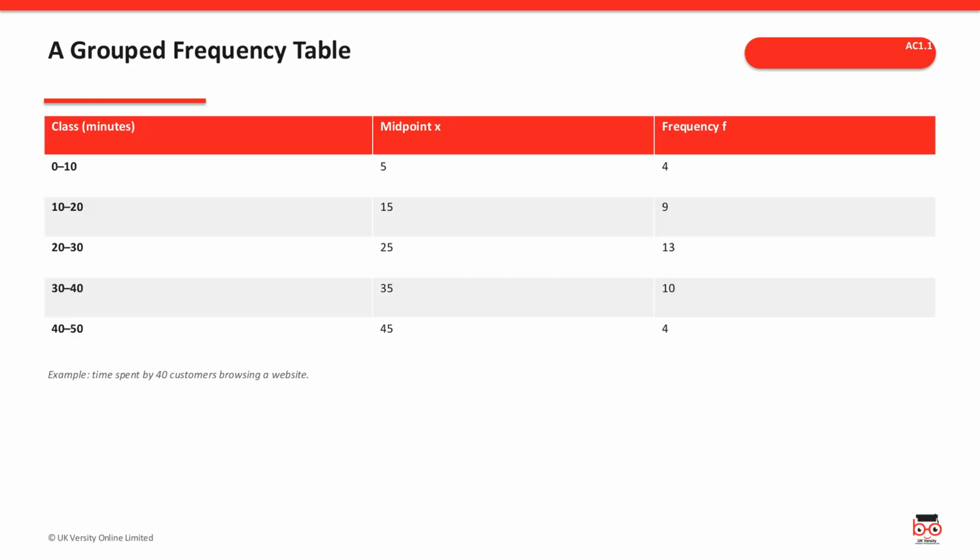Here's a real one. The time 40 customers spent browsing a website, sorted into 10-minute classes. 4 people browsed for under 10 minutes, 9 for 10 to 20, 13 for 20 to 30, 10 for 30 to 40, and 4 for 40 to 50. The midpoints we'll use are 5, 15, 25, 35, and 45 minutes. Notice the frequencies add up to 40, which is our total number of customers. We'll put this table to work on the next slide.